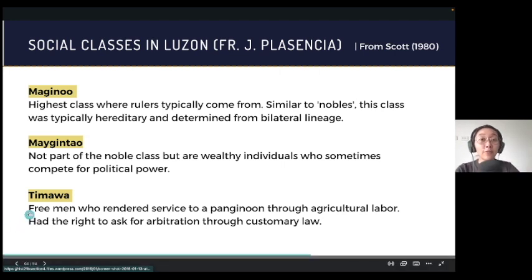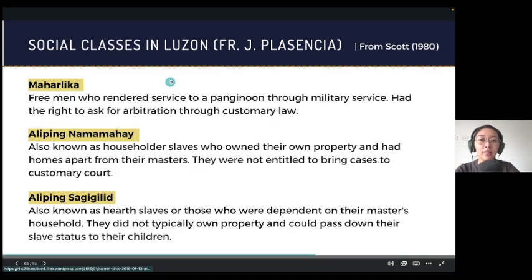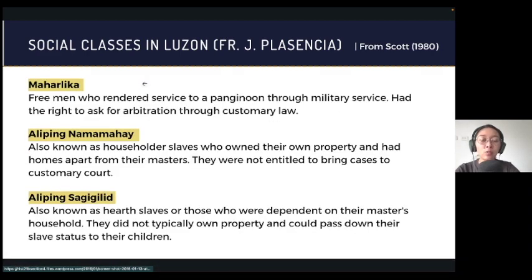Now, under them, you have free classes in Luzon: the Timawa, or freemen who rendered service to a Panginoon through agricultural labor, and the Maharlika, who are freemen who render service to a Panginoon through military service. Both of these, the Timawa and Maharlika, had the right to ask for arbitration through customary law. So, ibig sabihin may legal rights sila to be protected.